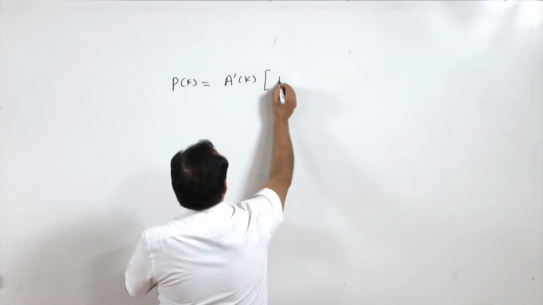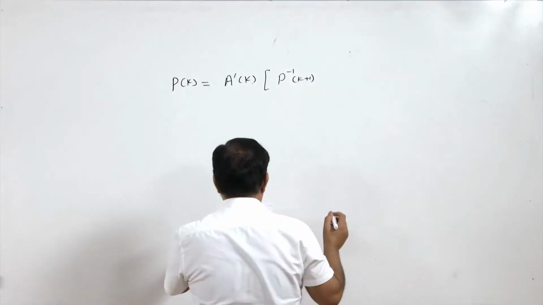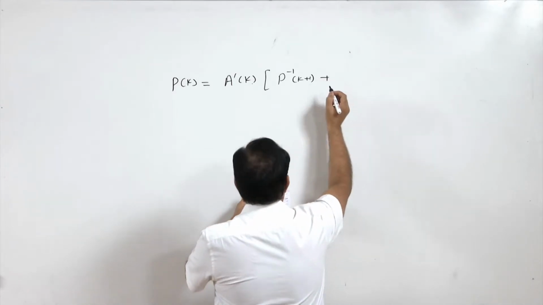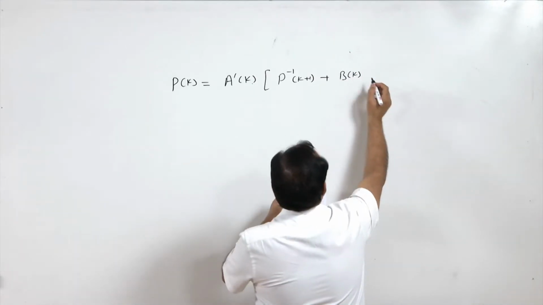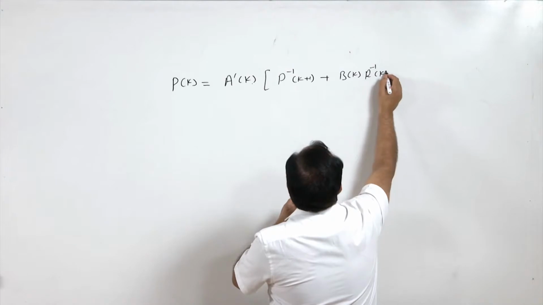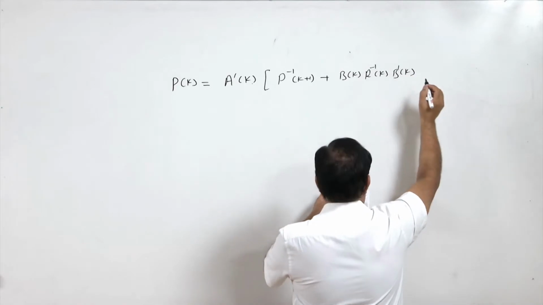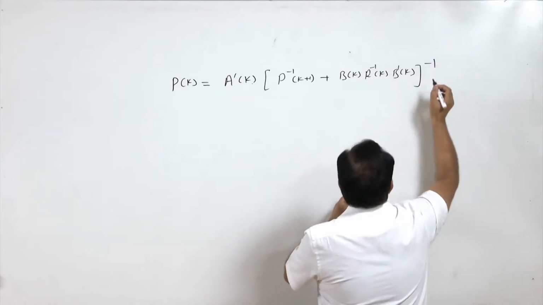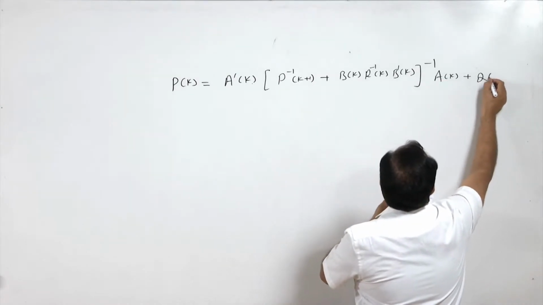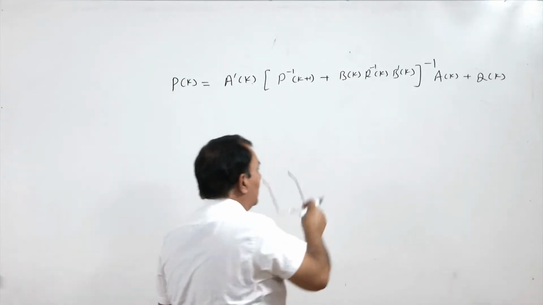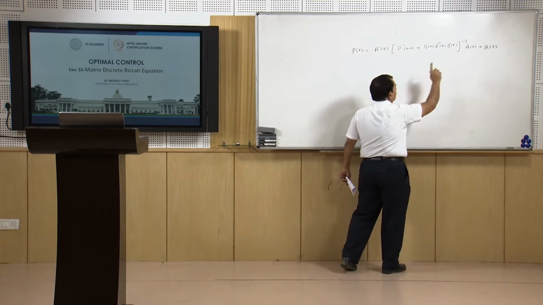A prime k, P inverse k plus 1 plus B k R inverse k B prime k, whole inverse, A k plus Q k. So, this is my discrete matrix Riccati equation.